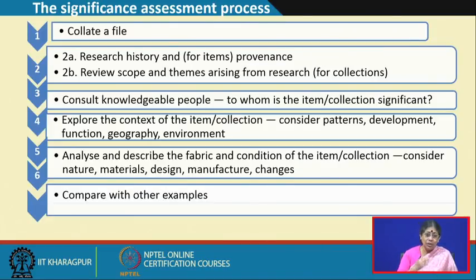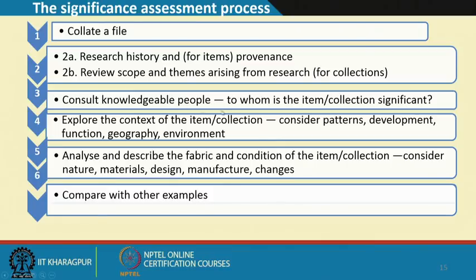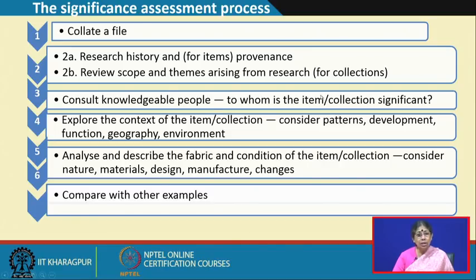Just to recap the various stages of the significance assessment process. First, collate a file and then research the history, and for items the provenance, which we will discuss in our next lecture. Second, review the scope and themes arising from the research for the collection, because themes come from understanding and getting the various information. Third, consult knowledgeable people, because it is very multidisciplinary, and people from various disciplines contribute to the information building. Consult them on to whom the item or collection is significant, and remember this also includes the stakeholders and the community, who are a very important part, because they are the caretakers of the heritage.